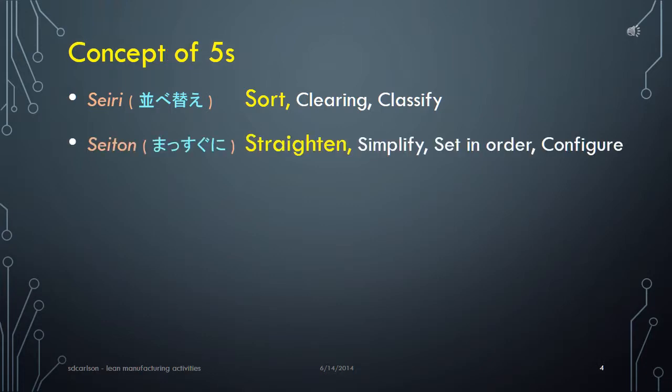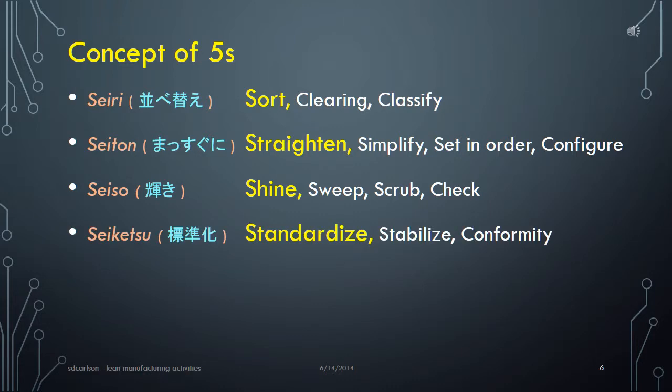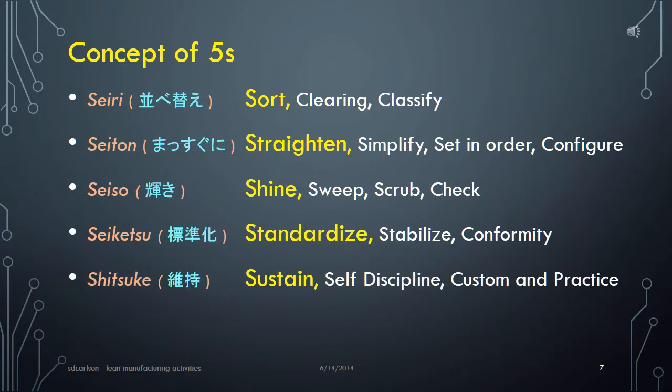The second phase is to straighten, simplify, set in order, or configure the work area. The third phase is to shine, sweep, scrub, check, and overall deep clean the area. The fourth phase is to standardize, stabilize the process, and work in conformity within the area. The fifth and final phase is to sustain the 5S system through self-discipline and make it a custom and practice of daily routine. Each of these terms is further explained.